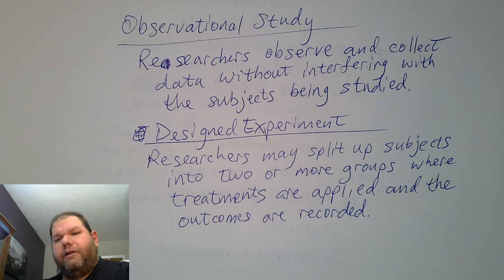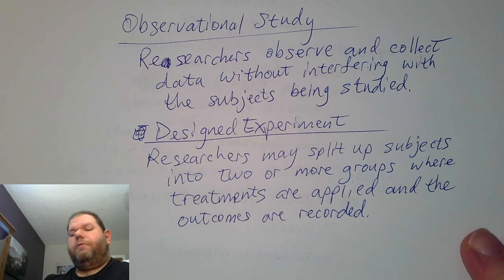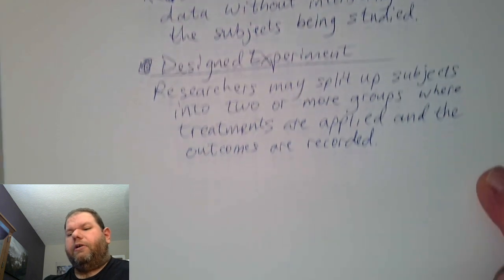Kind of the classic example we like to use is if a company is testing a new medication, for instance, a new pain reliever. What they'll do is they'll usually have at least two groups. We may even choose to use three groups there. Like, let me write this out so we can kind of think about it.